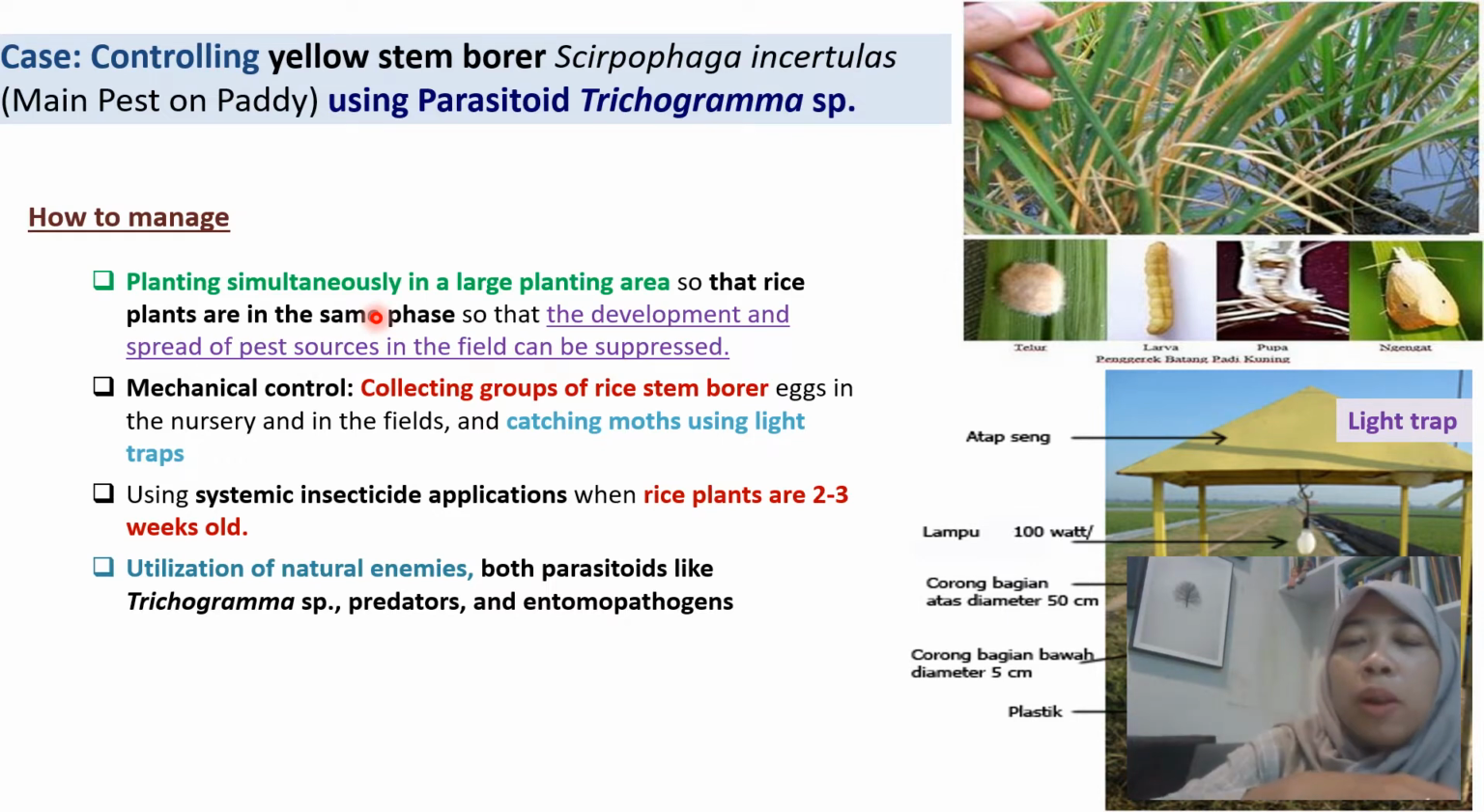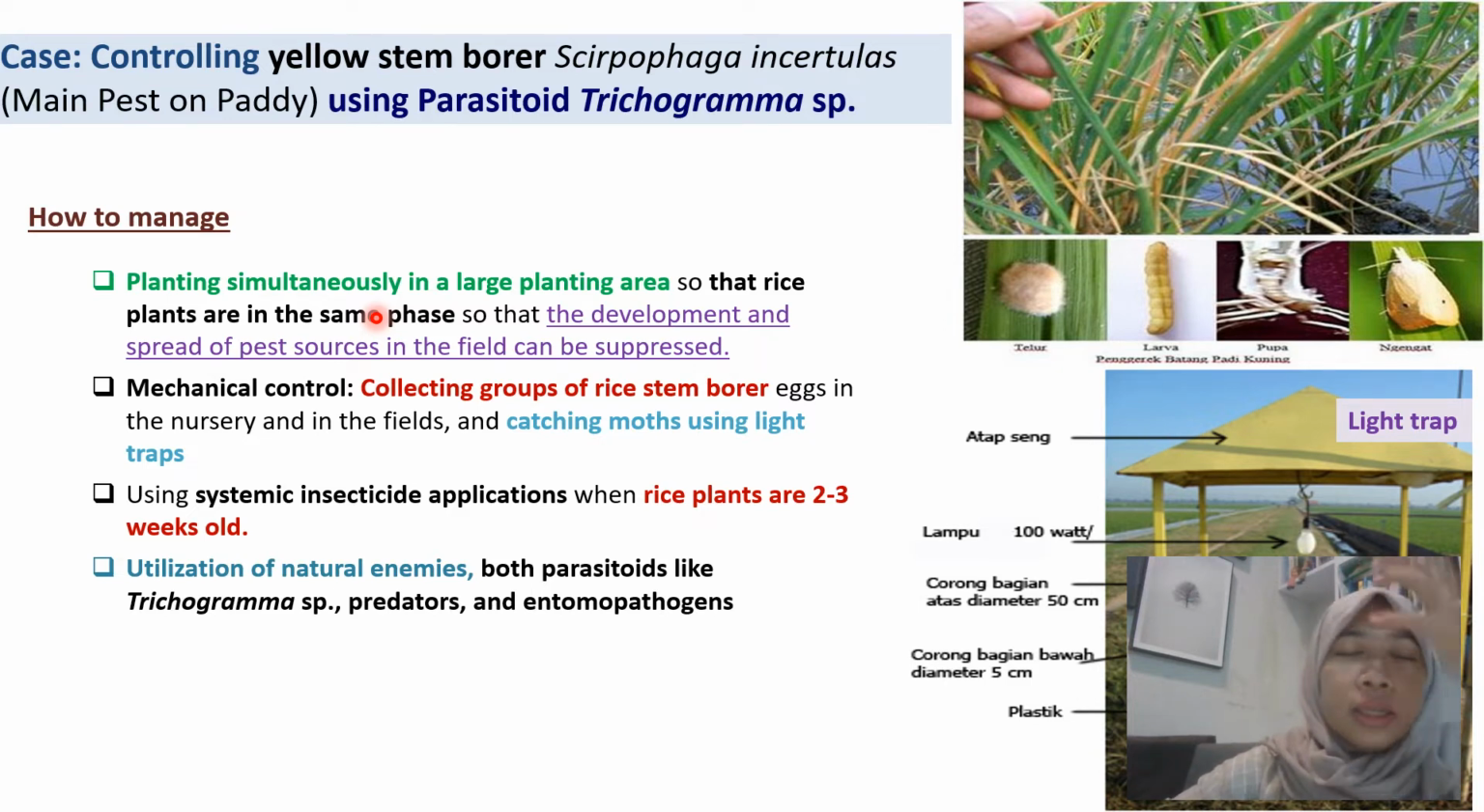What will happen if we are not planting at the same time? Some plots are in a generative phase, some plots in a seedling phase, some plots in a vegetative phase. So the pest will easily move from one plot to another plot.